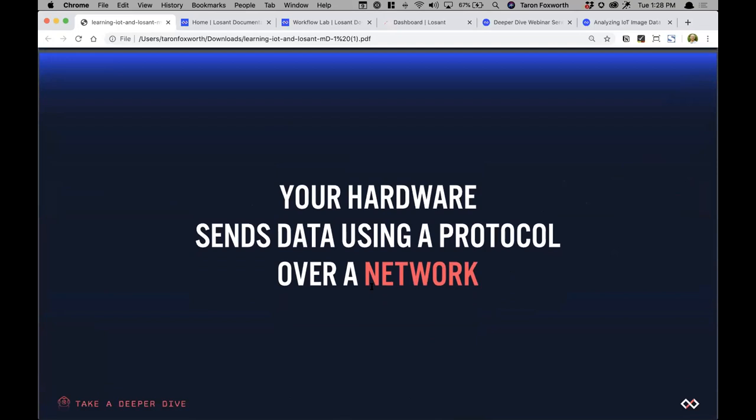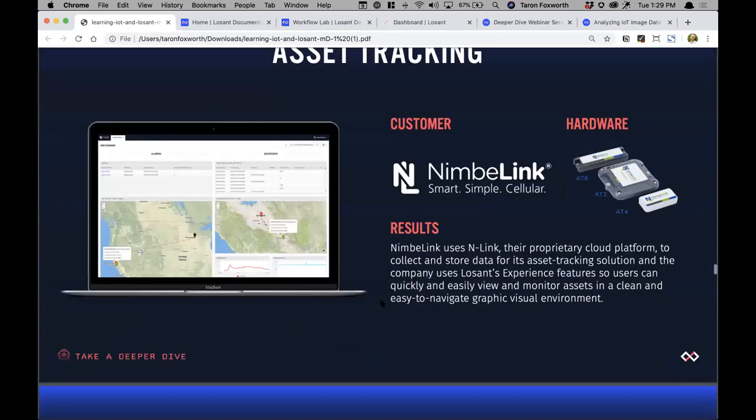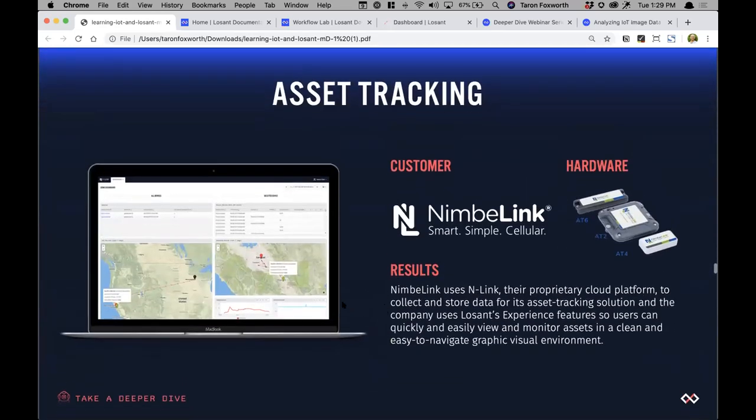So your hardware sends data using a protocol over a network. Now, I know it's pretty obvious that we skipped protocol here, but since it's protocol over a network, we got to talk about the network first. English didn't let me be great there.